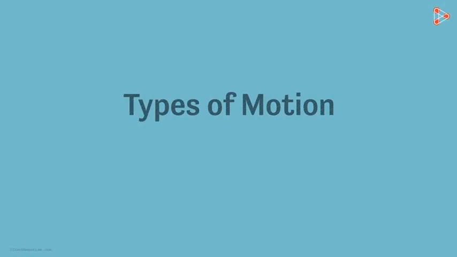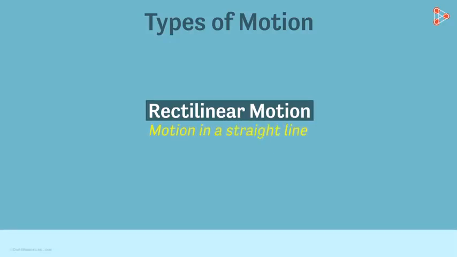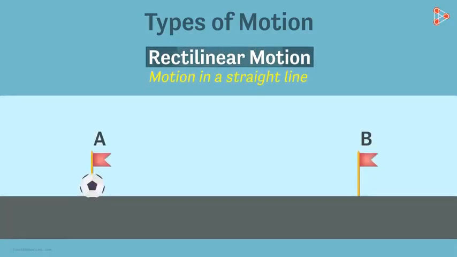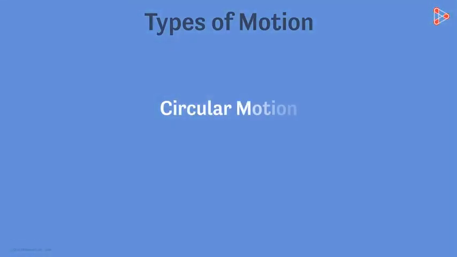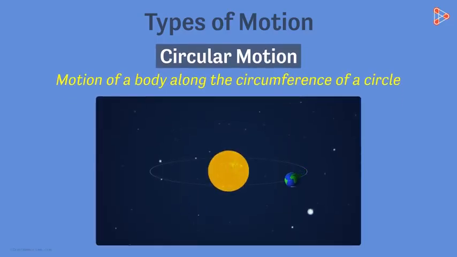The simplest of all is the rectilinear motion. It is the motion of a body in a straight line. The example that we saw earlier is of a rectilinear motion. Object is moving in a straight line from A to B. There is another type of motion called the circular motion. What can this type of motion be? It is the motion of a body along the circumference of a circle. Example: motion of the earth around the sun is an example of circular motion.